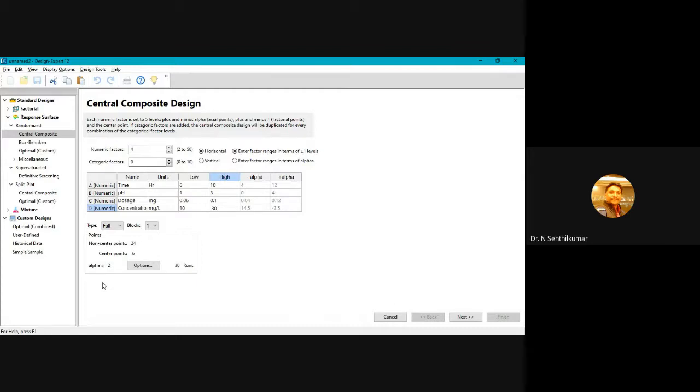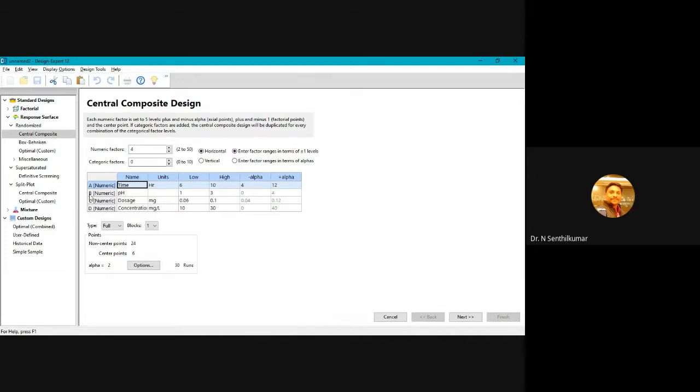Okay, that I will tell. Right. Now, first we can check the time. The unit is hour. The low value is 6 and the high value is 10. But the system has taken it as 4 and 12. Why? Because of the rotatability, it is going to search in a vast area. It is because of this alpha value.